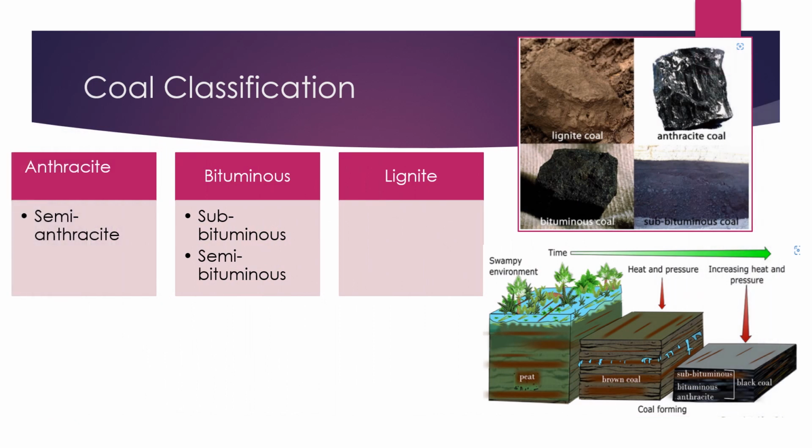Let us first discuss the classification of coal. Coal is mainly categorized as anthracite, bituminous and lignite. Coal is further categorized as semi-anthracite, sub-bituminous, and semi-bituminous coal.